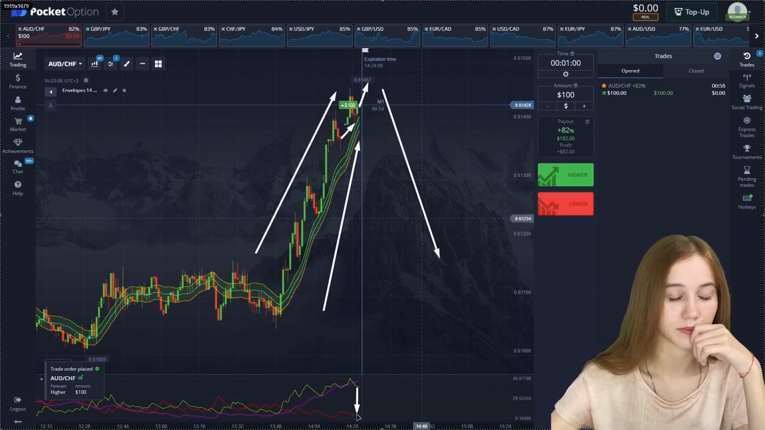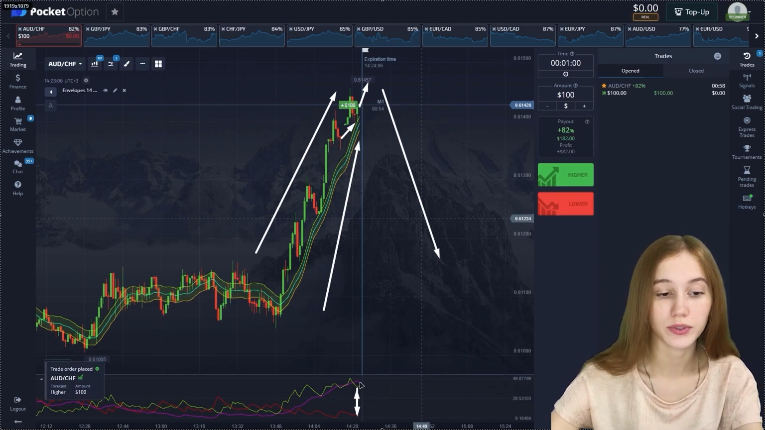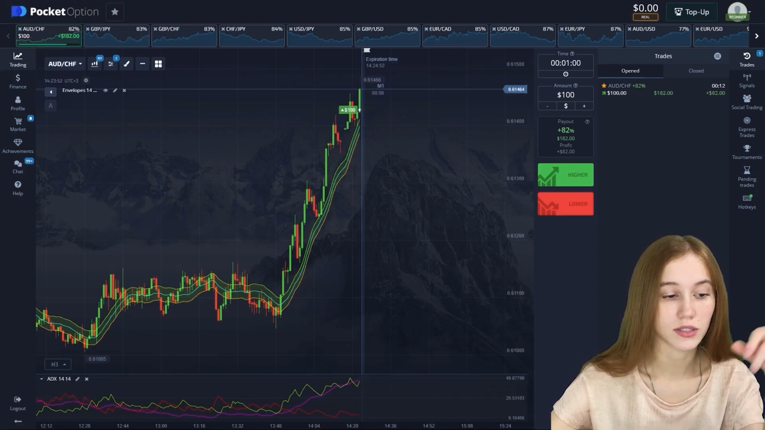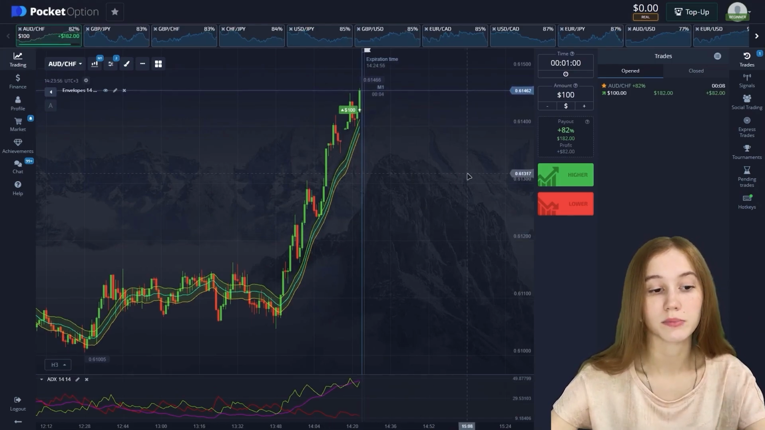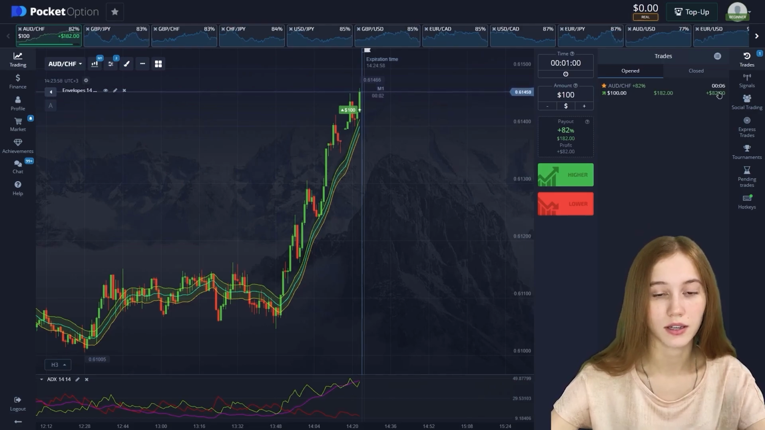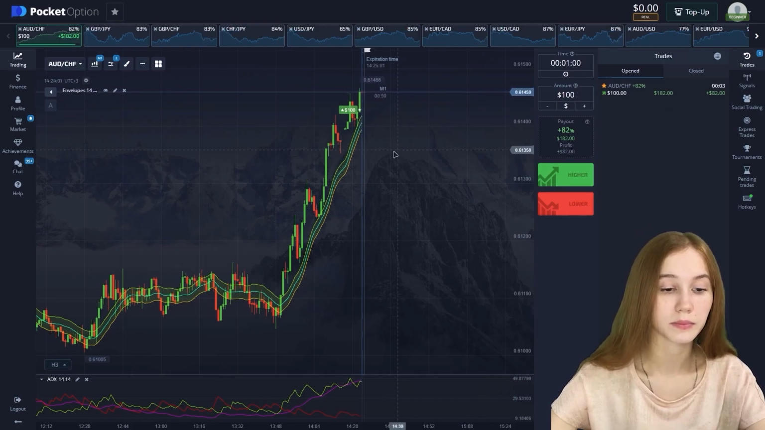Let's see. We opened for an increase. There are 6 seconds left until the end of the deal. We see that the deal is closing positive. Good. Profit is $82.